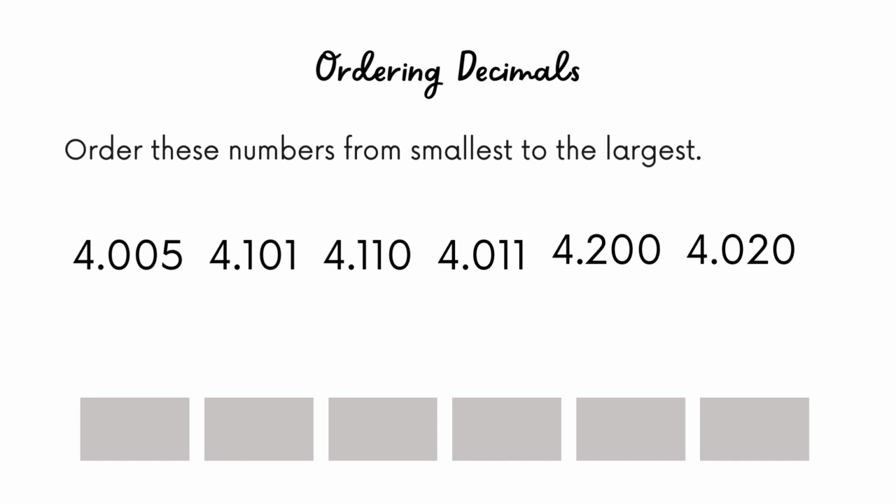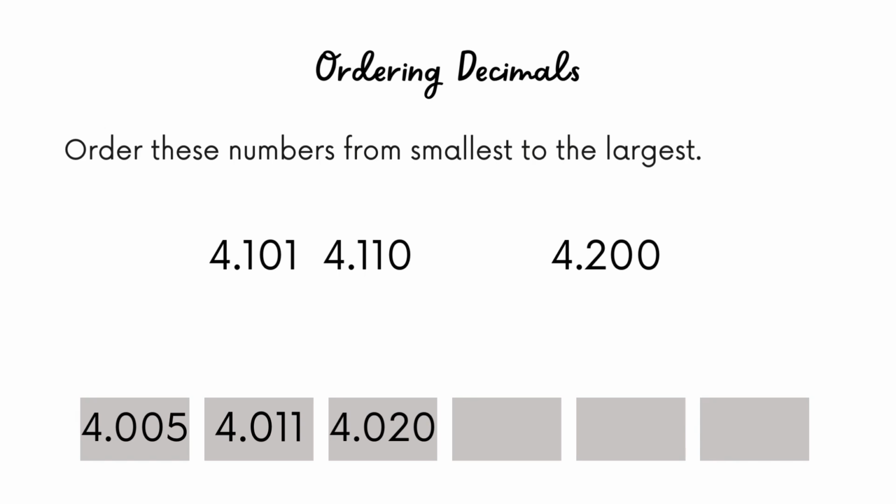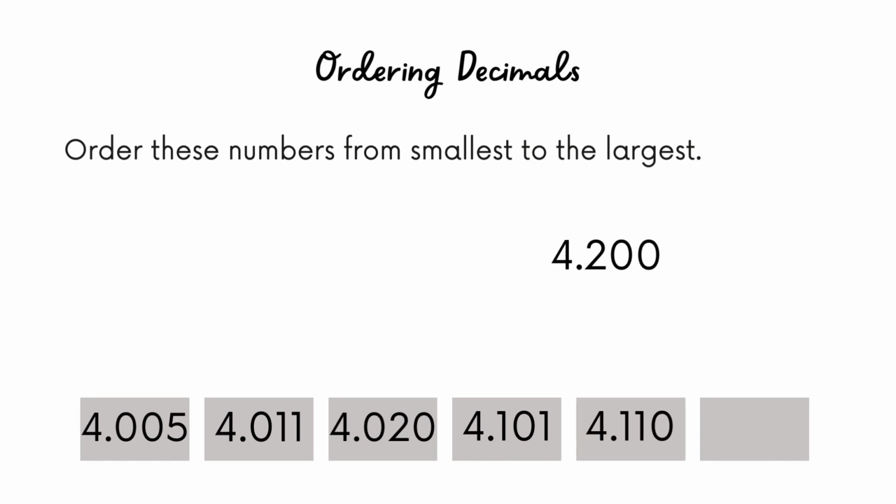So the 4.005 will be the smallest. We go ahead and write it in the first box below, followed by the 4.011, and then the next number will be 4.020. Then the next one is 4.101. The next one is 4.110, and then the largest happens to be 4.200. So we've been able to arrange these numbers from the smallest to the largest.